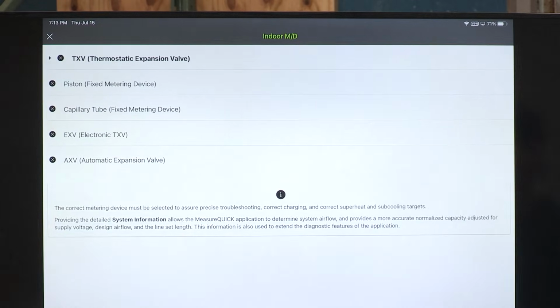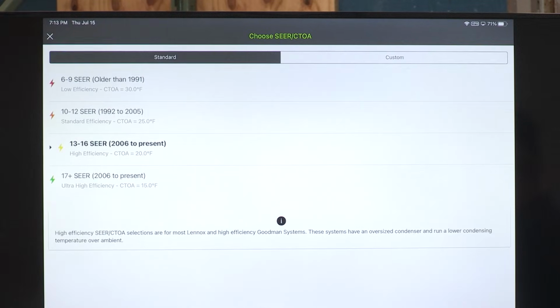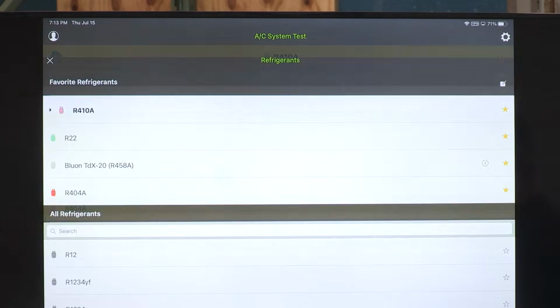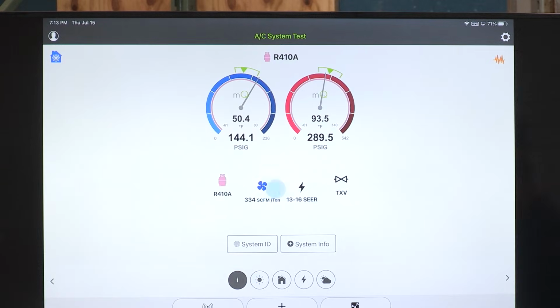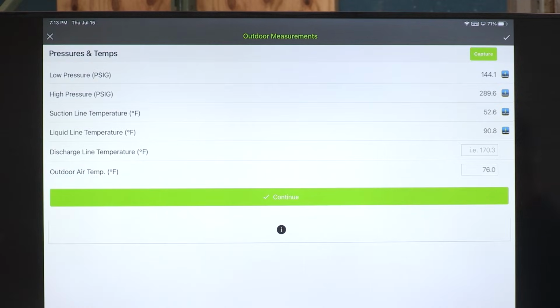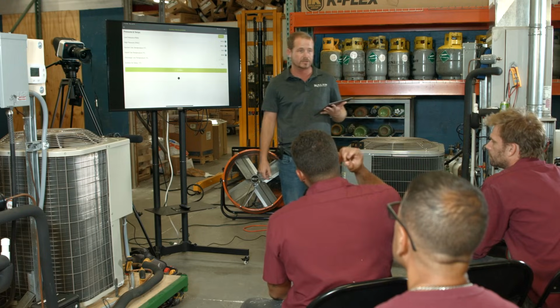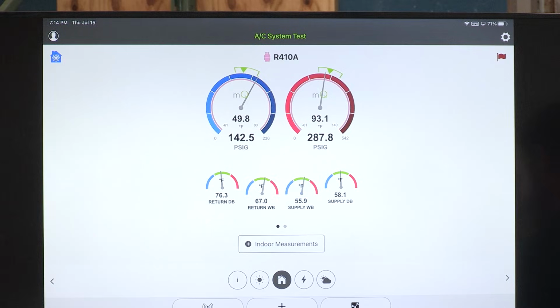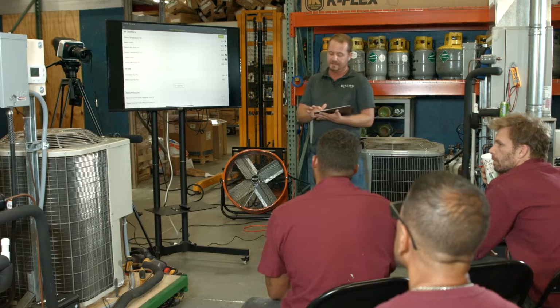So we do need to set the metering device type. It is a TXV. The SEER rating, 13 to 16 SEER, that's what we've got. And then our refrigerant is our 410A. So all that looks good. Outdoor measurements, we already did that. The only thing we don't have is discharge line temperature. If we had another line clamp, we could put that on the discharge line near the compressor. Indoor measurements, we're pulling all of these in from the probe.